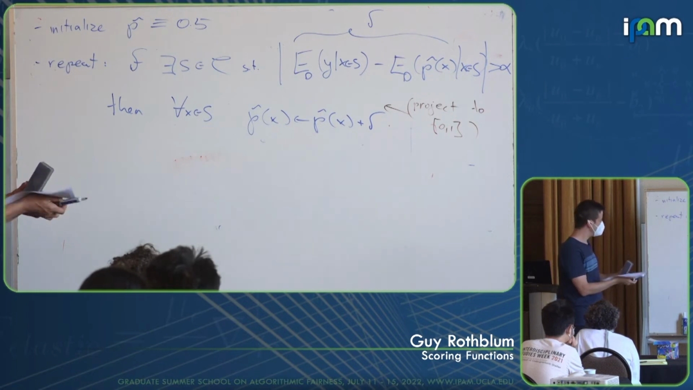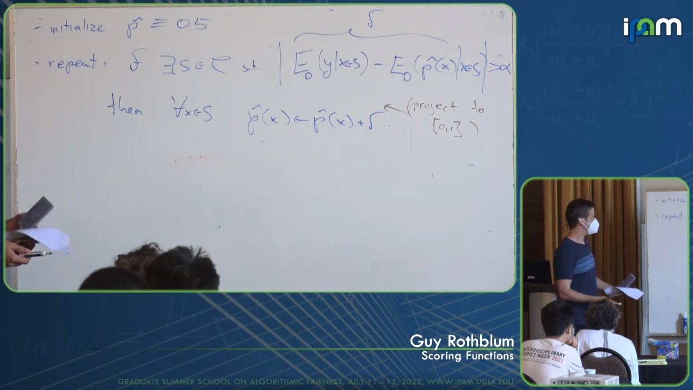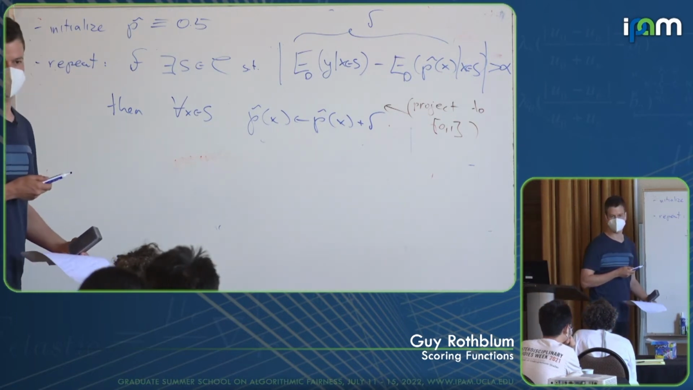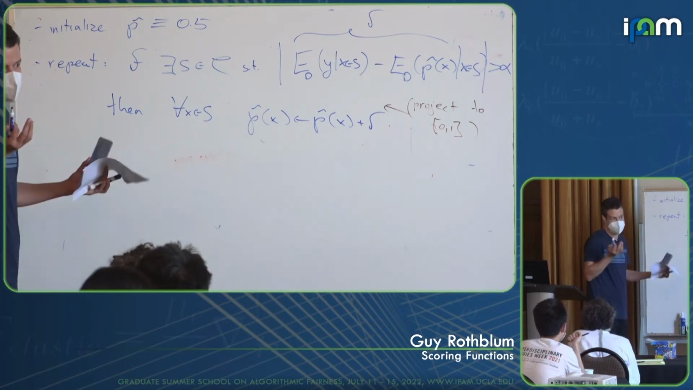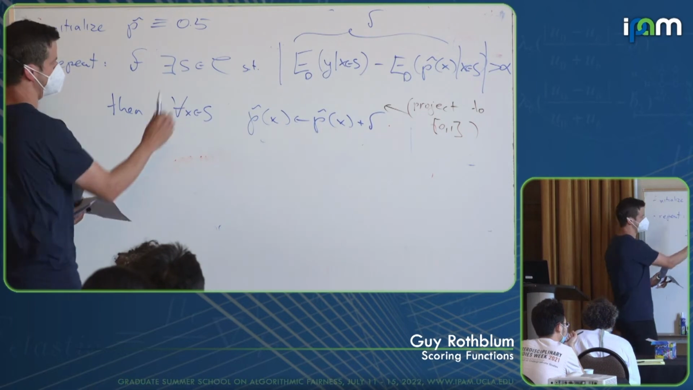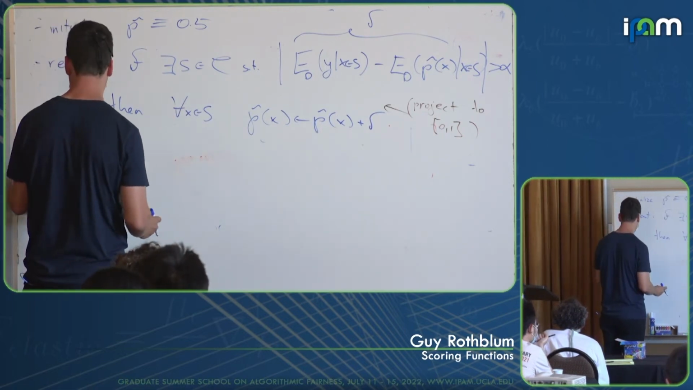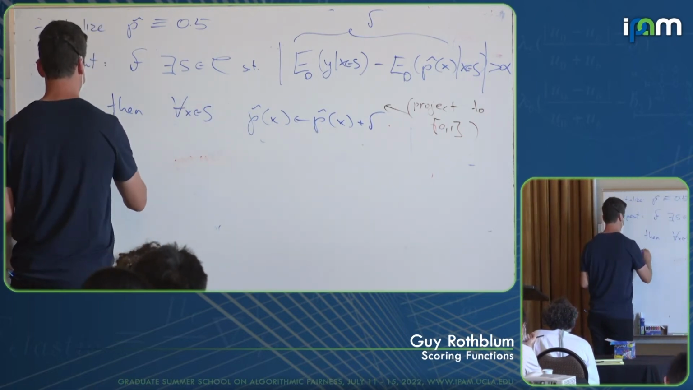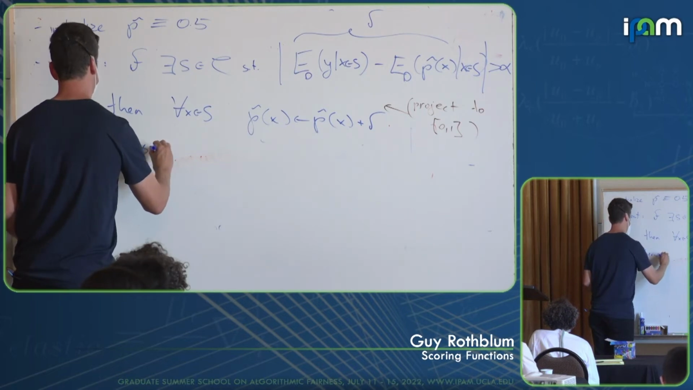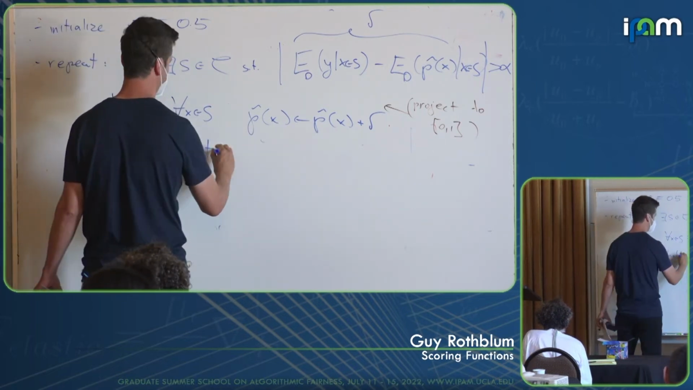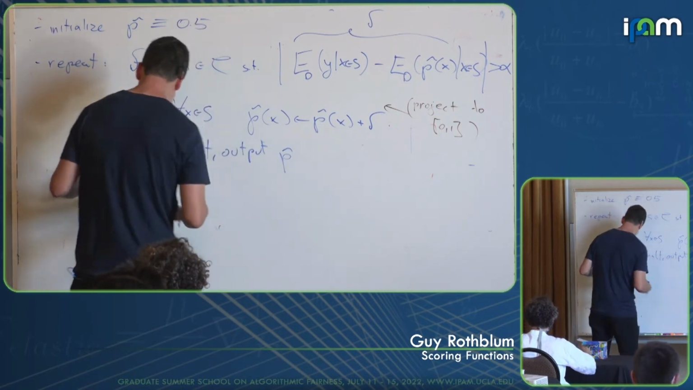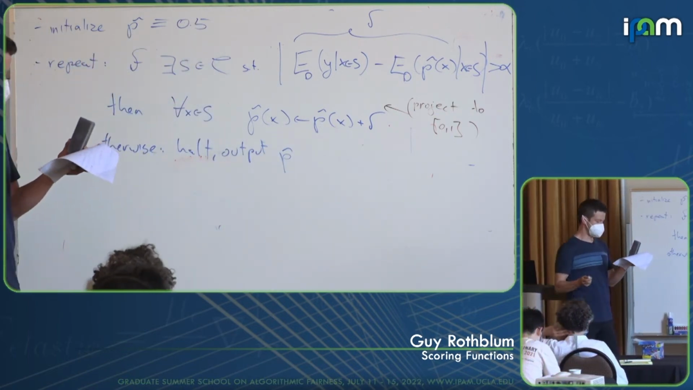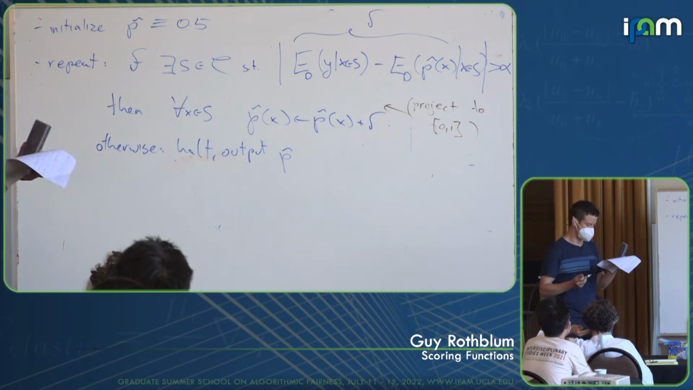Okay? So we keep doing this, and what happens when there is no such set? We stop, right? We're done. Now there's no set where our expectations are off. So we just halt and we output this P tilde. Okay, so that's a simple enough algorithm.